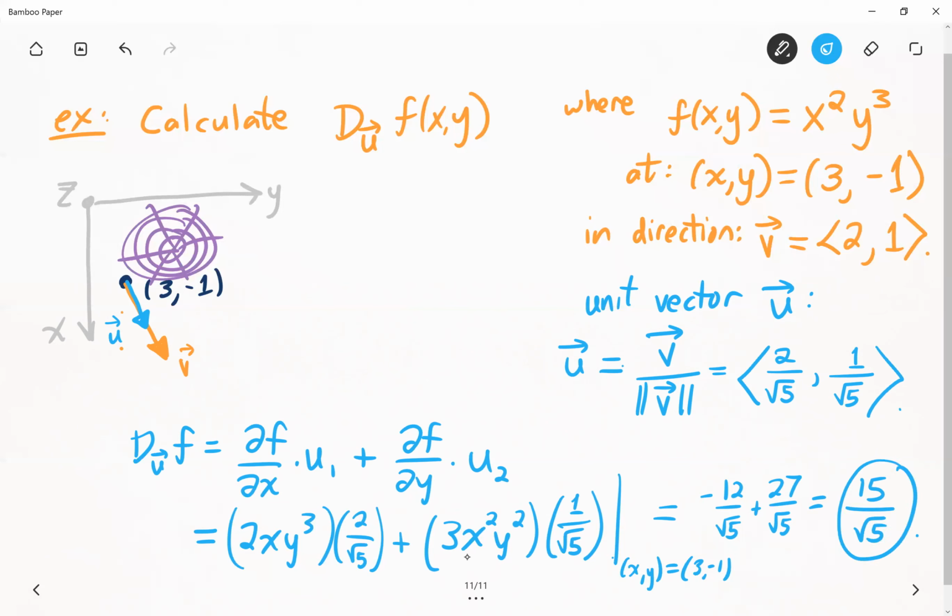And so as you travel along this direction, how quickly is the height of this function changing? It's changing at this rate. And that's how you calculate a directional derivative. And we should do maybe at least one more.